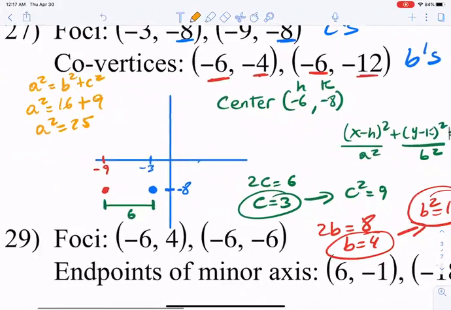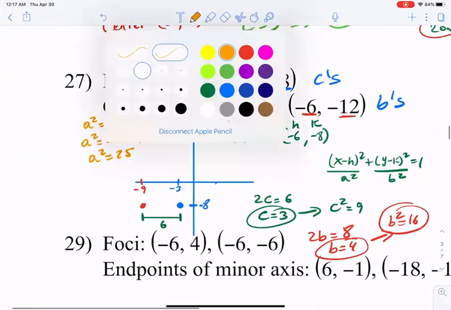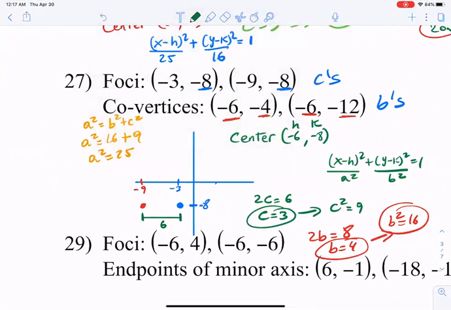So what's the equation? The equation is (x minus negative 6) squared, so x plus 6 squared, plus (y minus negative 8) squared, so y plus 8 squared, equals 1, all over. Since this is a major horizontal axis, the a goes underneath the x term. So a squared should be 25, and then b squared should be 16. And that's the answer. You're done.